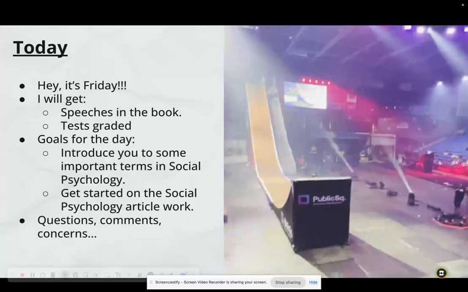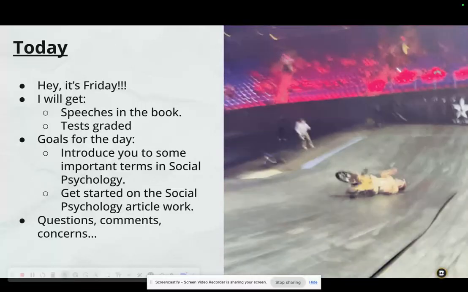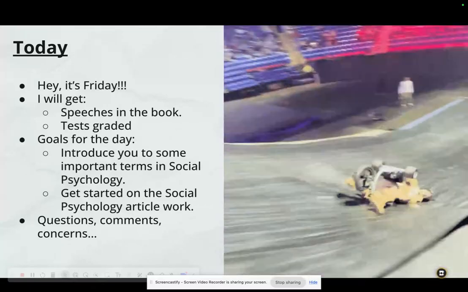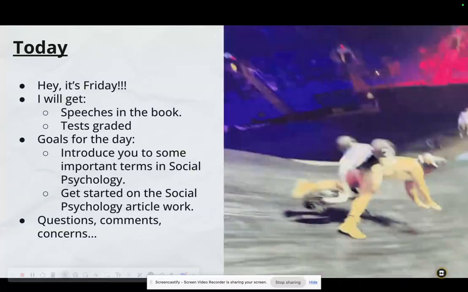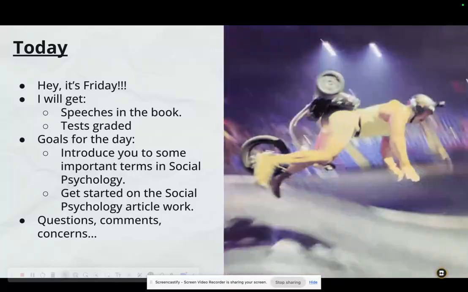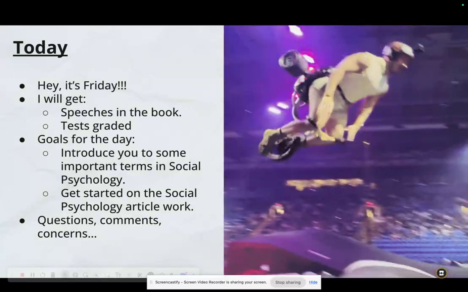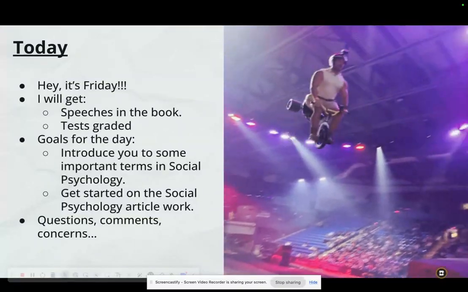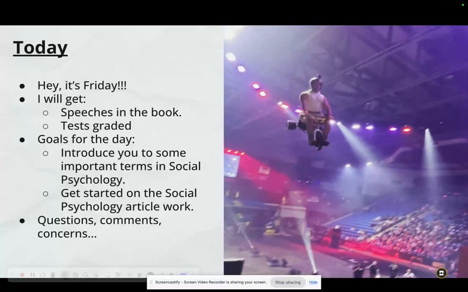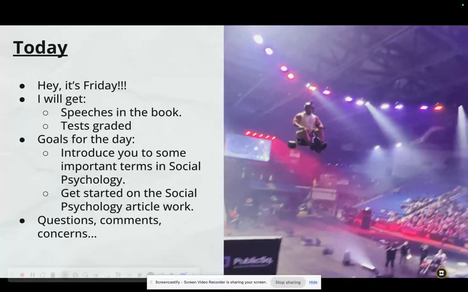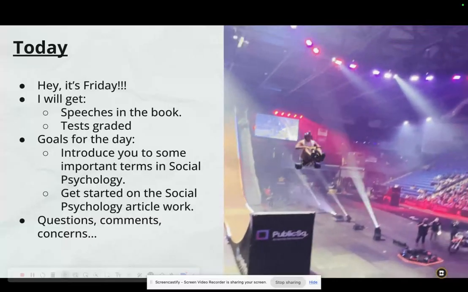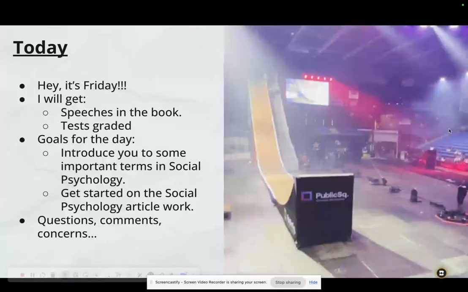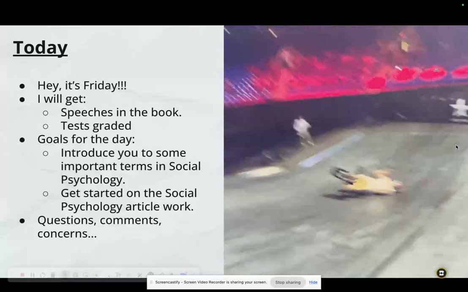Once I get back from Florida, you're going to be the first thing on my agenda, because I'm going to get your speeches in the grade book and get your tests from the other day graded. Hopefully those all went well for you. I thought the speeches were really, really good, and I appreciated the hard work and time you put into those. The goal for today is to introduce you to some important terms in social psychology and to get you started on that social psych article work, maybe even get you done. If you have any questions, comments, or concerns, you can reach out to me. I can't guarantee I'll get back to you instantly, but I will be checking my phone from time to time, and I can get back to you when I get a chance. So one more crash, and then here we go.